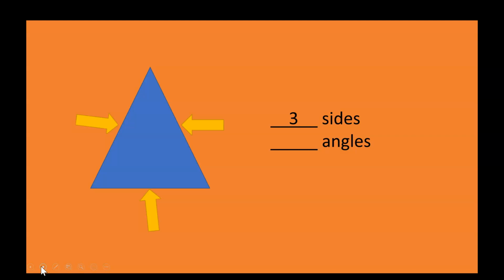Now we need to figure out how many angles. An angle is like a corner of a shape. So we can find an angle right here. Angles can be big or they can be small. This angle is a smaller angle here. So let's determine how many angles or how many corners this shape has. So there's 1, 2, 3. There are 3 angles in this shape.